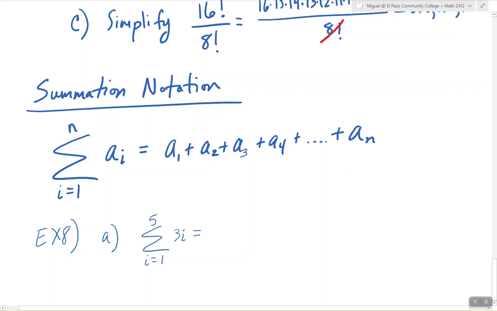So example A, part A, let's say they want us to find this summation. So this sum goes from i equals 1 all the way up to 5, n of 5, and our expression will be 3 times the index, 3 times i. So we'll find the first one, a1 in this case would be 3 times 1, plus the next one, 3 times 2, plus a3 will be 3 times 3, a4, and this will be a5.